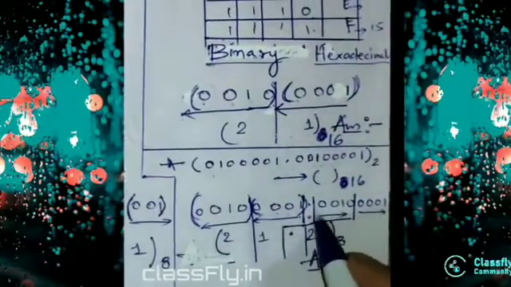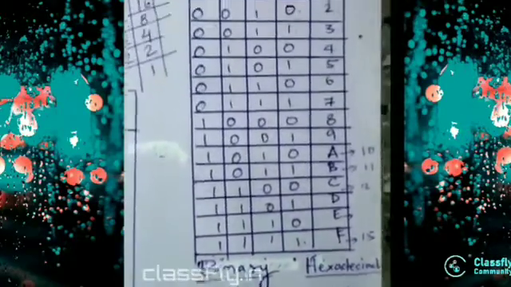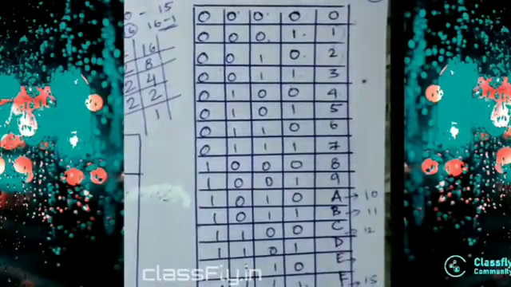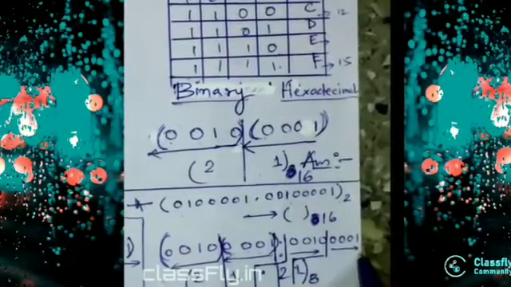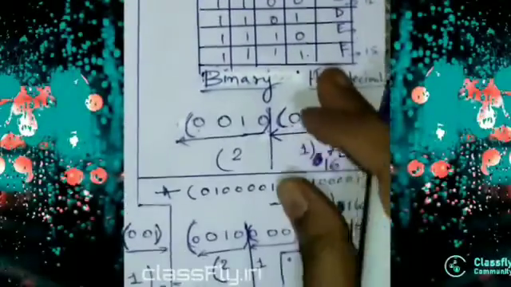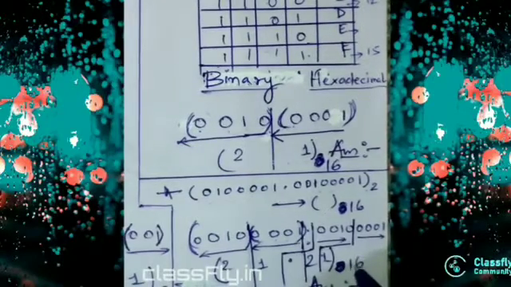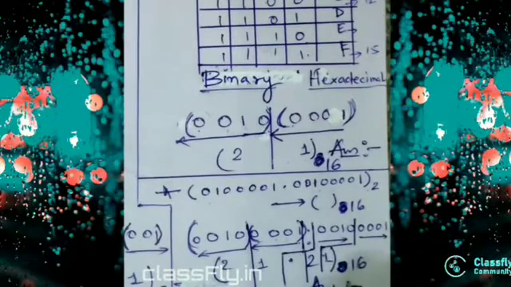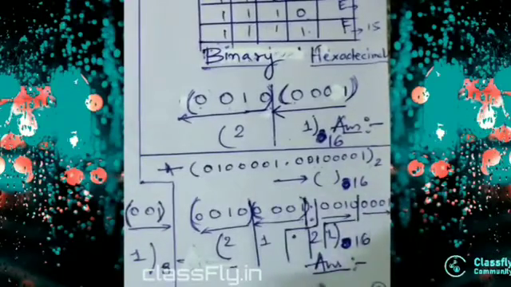Now after the point we'll move from left to right, that is 0 0 1 0. Where does it come in the table? 0 0 1 0 comes at 2, so it will be 2. And 0 0 0 1 is the next 4 digits, which comes at 1. So our answer will be 21.21. After the decimal, we pronounce each digit as a single digit. Okay. So this is the answer of this binary to hexadecimal.